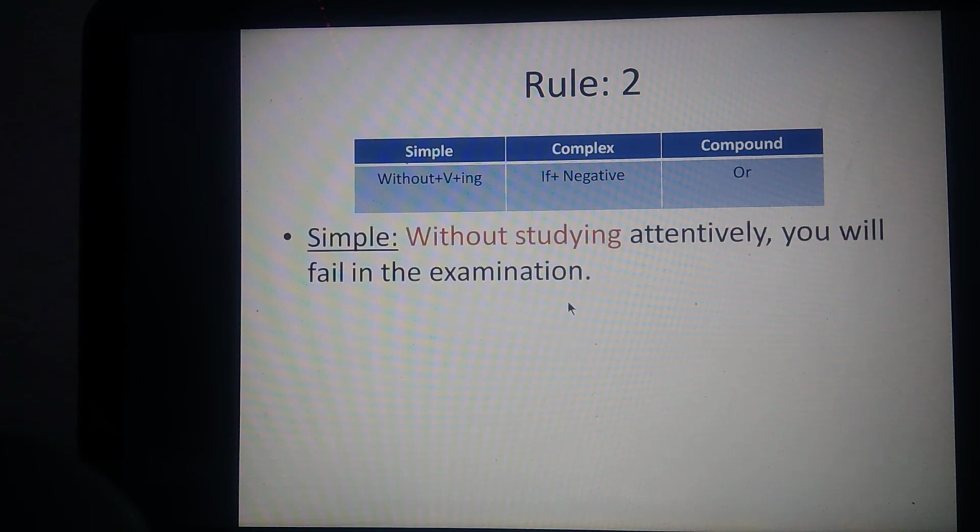So let us now see the sentence. Without studying attentively, you will fail in the exam. This is a simple sentence. To make this sentence complex, we need to have a subject in this phrase. So to have the subject, let us take it from the main clause. In this case, it's you. So with the subject, let us attach this conjunction if. So if you, now add negative, if you do not, then the verb of the sentence, if you do not study.